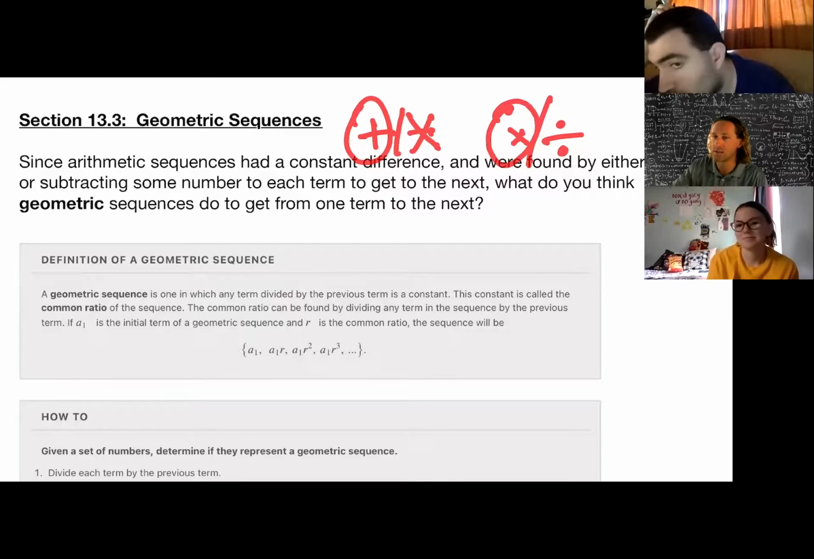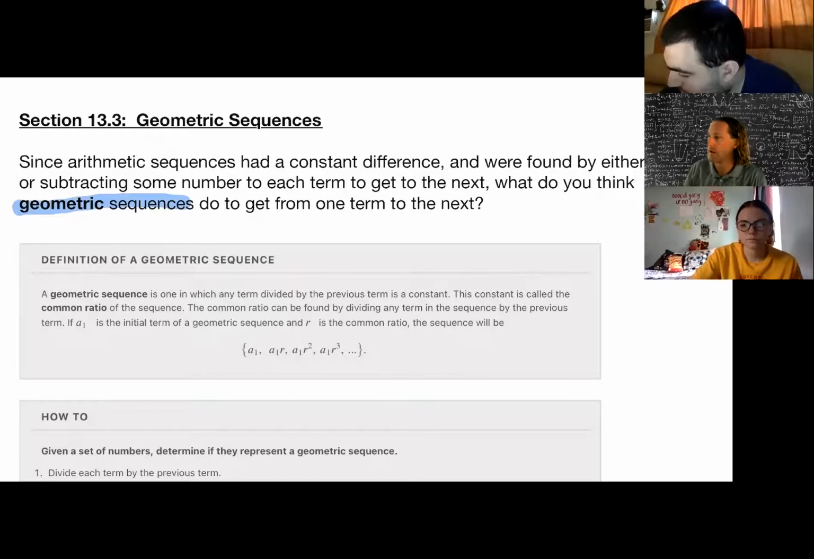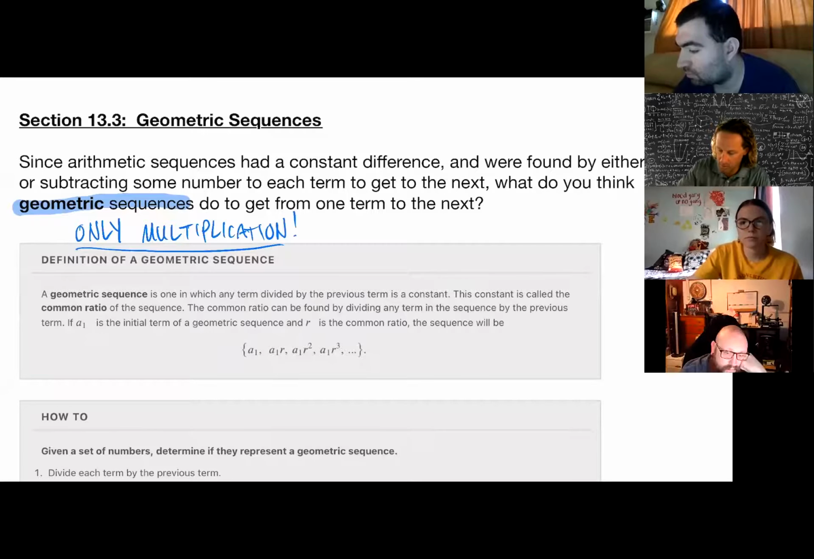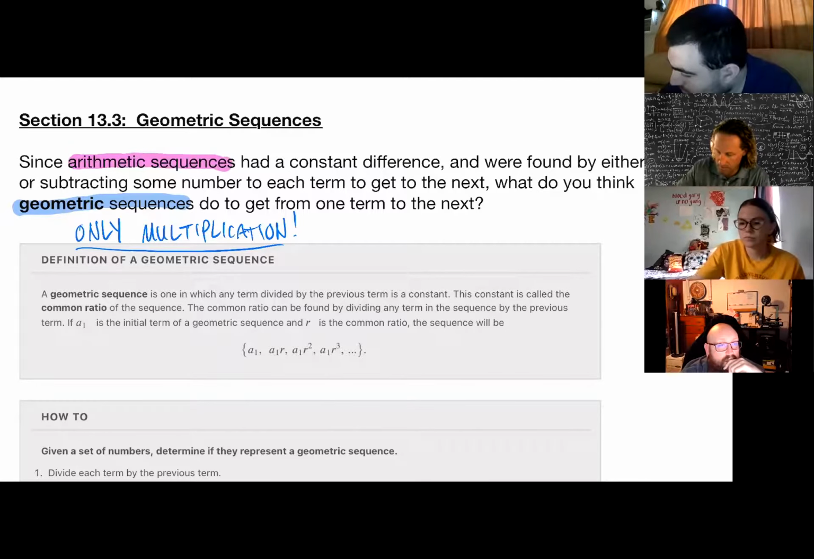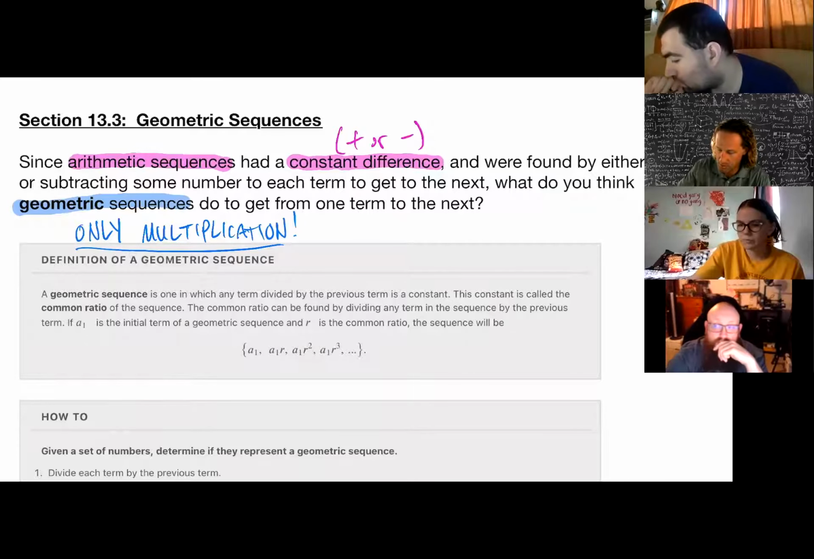Well, now we're going to restrict it to just that, okay? And we're going to call these geometric sequences, and how we get from one to the next is now going to be by only multiplication. Remember with the arithmetic, it was a little bit different. With arithmetic, we used that constant difference. And yes, you could either add or subtract. For this one, we are going to only multiply.